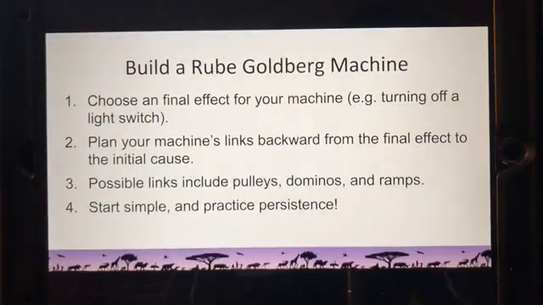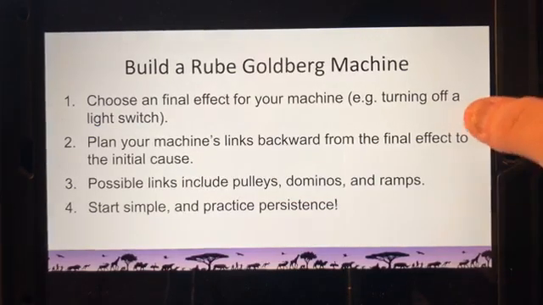So a Rube Goldberg machine is this complex machine that is composed of individual causes and effects that are linked together into a chain reaction. So the first step is to think about a final effect for your machine. Maybe you want it to turn off a light switch. And then you go from that final effect and start making links that go backwards towards your initial cause. And some possible links are pulleys, dominoes, and ramps, which I'll show you. And a couple of tips. One is to start simple, and then another tip is to practice persistence. If it doesn't work at first, keep trying, and eventually it will.